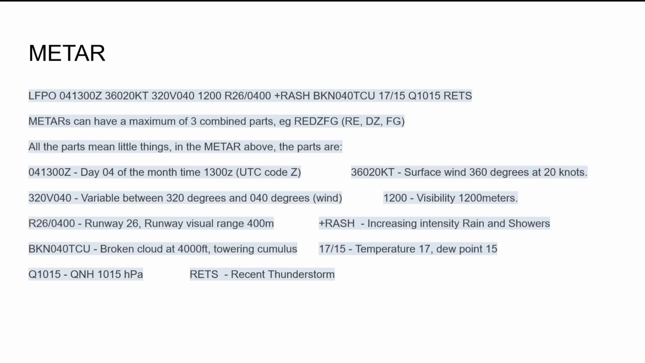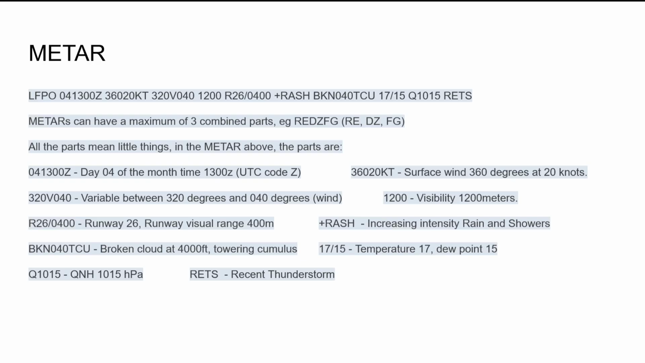The next very important part, you can go watch Flying Fundamentals made by the ATC24 staff officially for a more in-depth explanation. In short, METARs are meteorological reports from an airport. It can have a maximum of 3 combined parts. For example, here you have a Romeo Echo, Delta Zulu, Foxtrot Golf. This all it means is a recent, drizzle, and fog. RE is always recent.